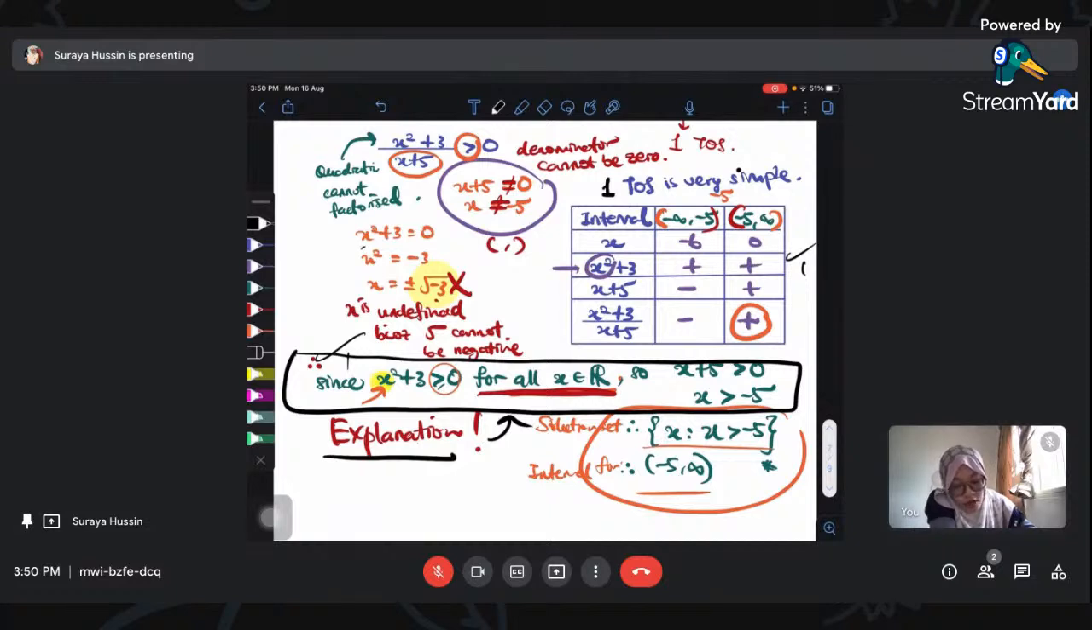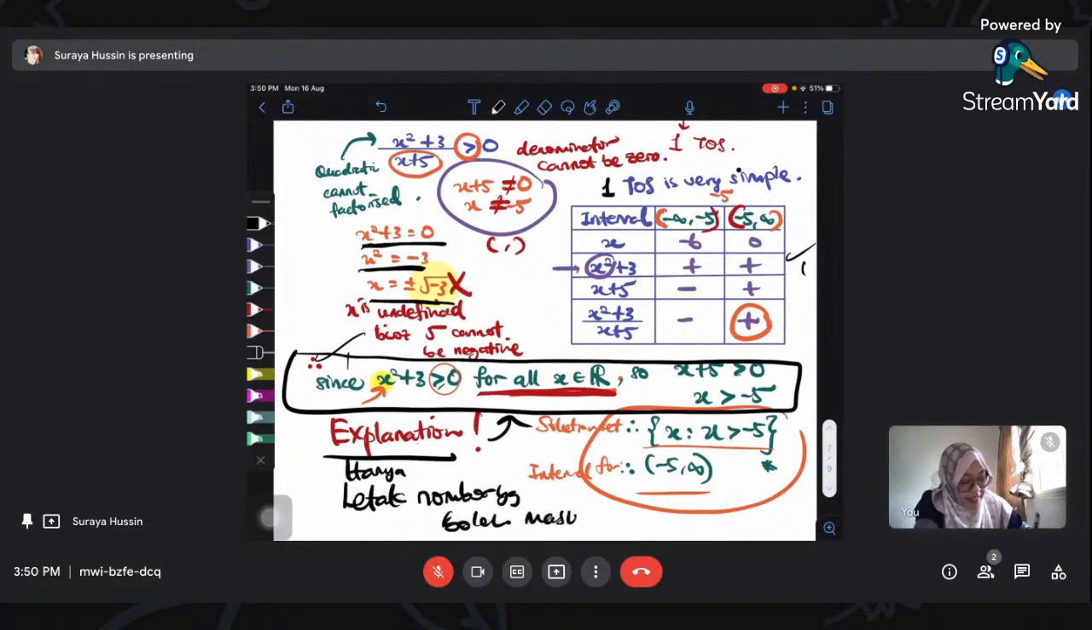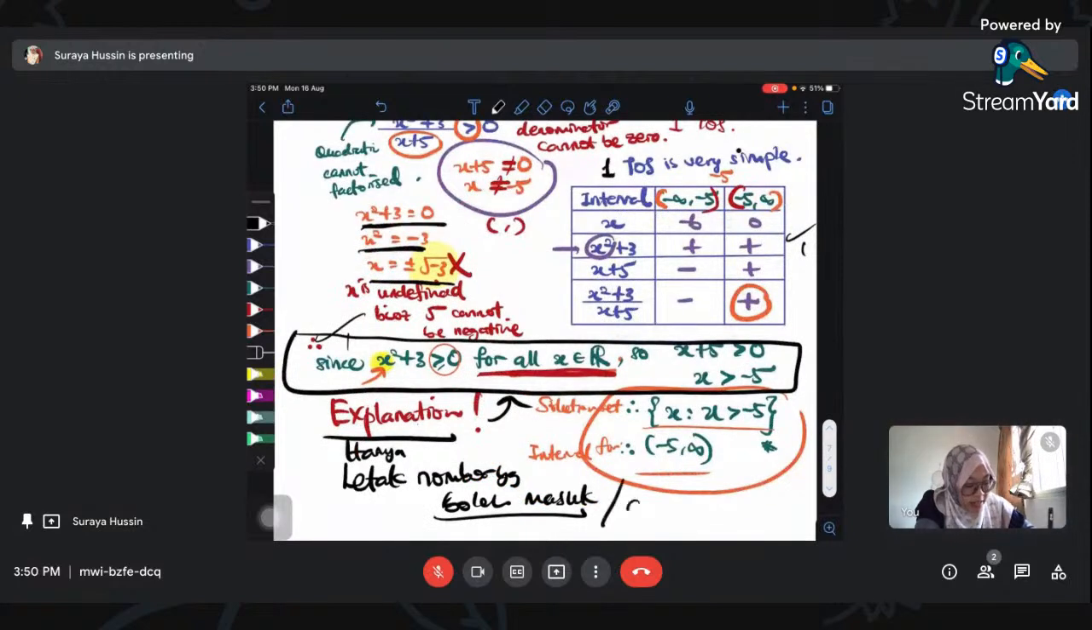Just make sure lah tak semua X, just remember dalam PSPM, tak semua X kita boleh pakai. Jadi janganlah tulis kalau kita tahu dia tak boleh pakai, janganlah kita masukkan dalam TOS. Kita pakai je lah nombor yang boleh dimasukkan ke dalam TOS. Hanya letak nombor yang boleh masuk. Boleh masuk dekat sini, maksud saya yang define sahaja. Nombor yang biasa. Itu je lah.